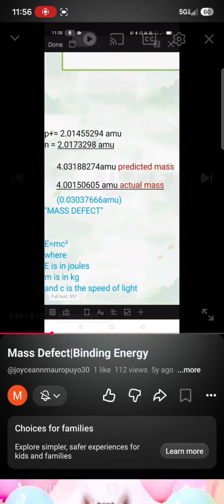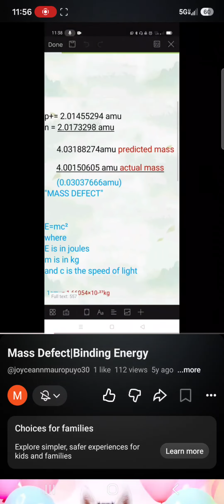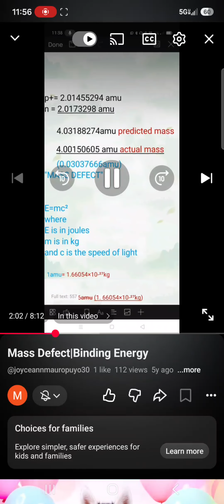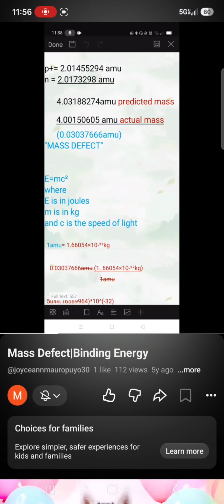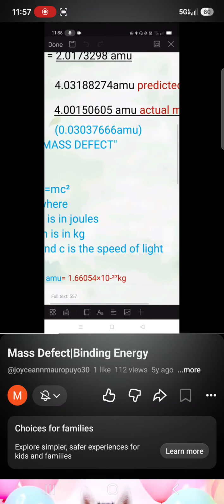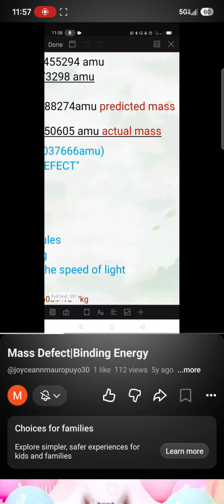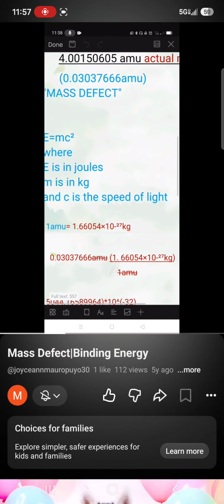So when we subtract the actual mass from the predicted mass, we have 0.0303766 AMU. This is what we call the mass defect. So what is mass defect? Mass defect is the difference between predicted mass and actual mass. This is the predicted mass minus the actual mass. So we got the mass defect.